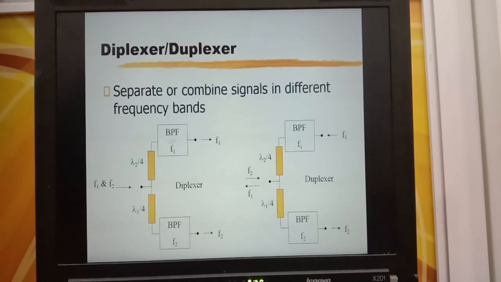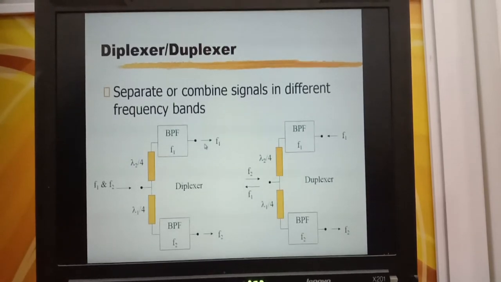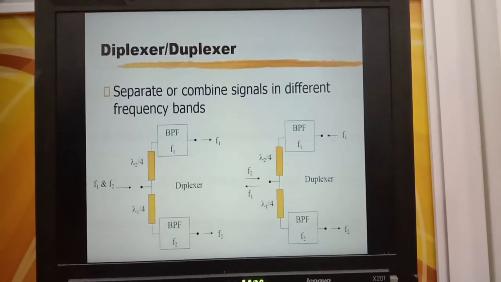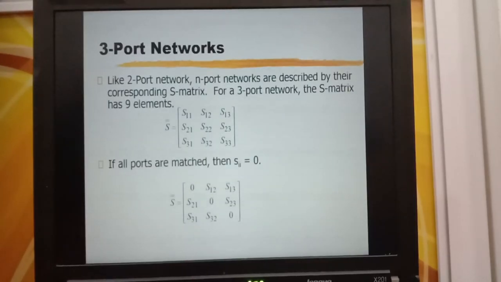In the case of a diplexer or duplexer, we have a reciprocal network. What it means is that S12 is equal to S21, S13 is equal to S31, and S23 is equal to S32 for a reciprocal network. But not all devices are reciprocal.